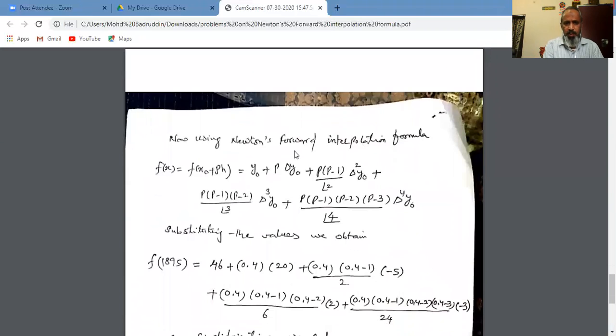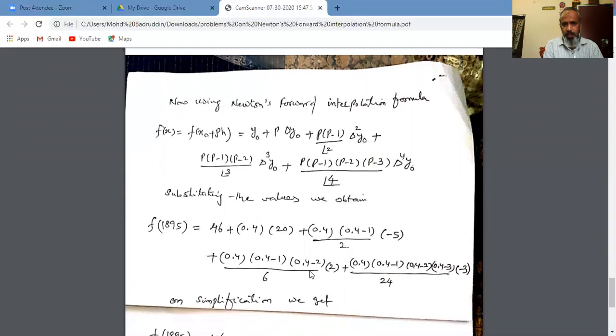So we have 46. What is p? P is 0.4. Delta y0 is 20. Then p into p minus 1 by factorial 2, which is 2, into del square y0, which is minus 5. Again, p into p minus 1 into p minus 2 by factorial 3, which is 6, into del cube y0, that is 2. Then p into p minus 1, p minus 2, p minus 3 by factorial 4, that is 24. It is the continued product of the first 4 natural numbers: 4 into 3 into 2 into 1. 1 into 2 is 2, 2 into 3 is 6, 6 into 4 is 24. Into del 4 y0, this value is minus 1.